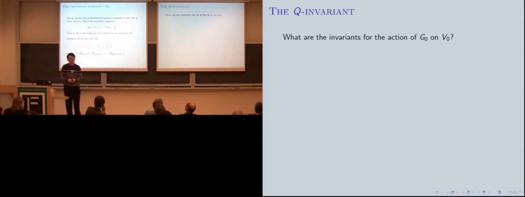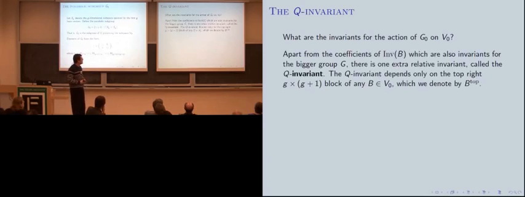Anytime you want to count orbits, you want to know what the invariants are. So what are the invariants? Have we introduced anything more? All the original invariants are still invariants. They were invariant for the bigger group and therefore also for the smaller group. But it turns out that there's one extra invariant. We call it the Q-invariant. It's called the Q-invariant because, one, we were running out of letters, and two, this is really cute.